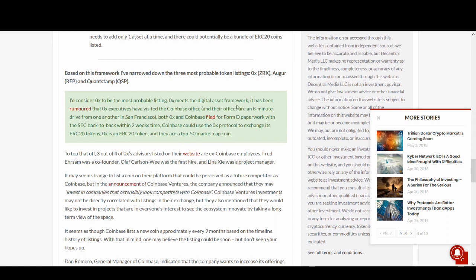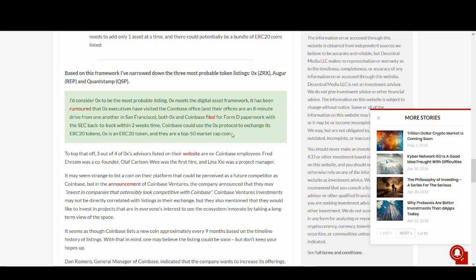0x meets the digital asset framework. It has been rumored that 0x executives have visited the Coinbase office, and the offices are an 8-minute drive from one another in San Francisco. Both 0x and Coinbase filed for Form D paperwork with the SEC back to back within 2 weeks. Coinbase could use the 0x protocol to exchange its ERC20 token. 0x is an ERC20 token, and they are a top 50 market cap coin.